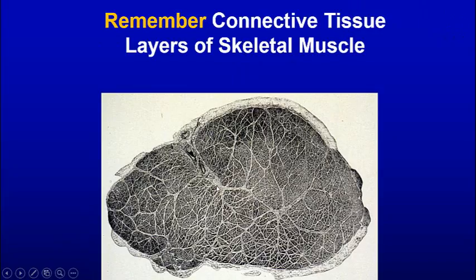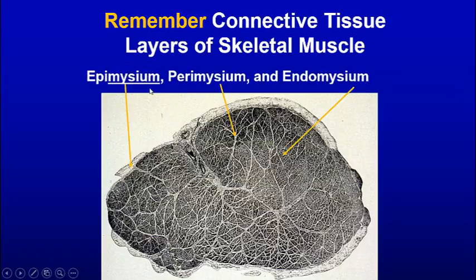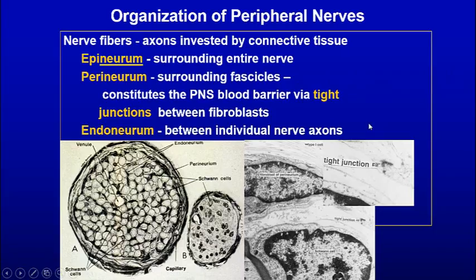Now remember, when we looked at connective tissue of muscle, we had the epimysium on the outside, the perimysium in the middle, and then the very one around individual muscle fibers, the endomysium. You have a similar thing in a nerve, except we call it the perineurium, and then the epineurium is on the outside. The perineurium is actually what's responsible for the blood-peripheral nerve barrier.